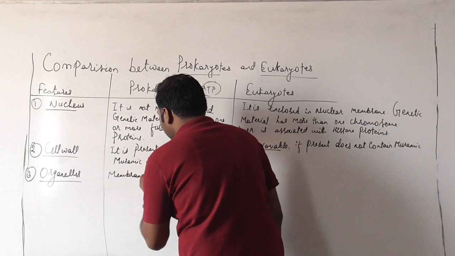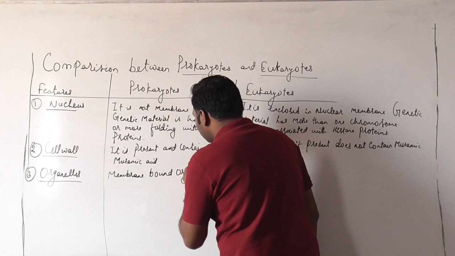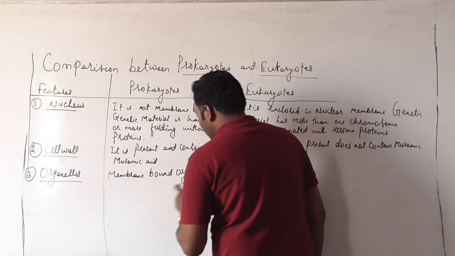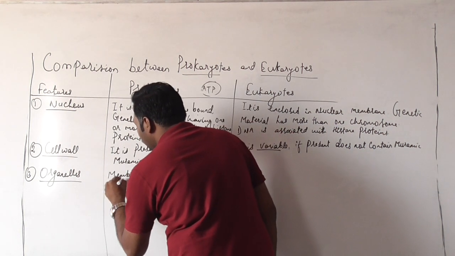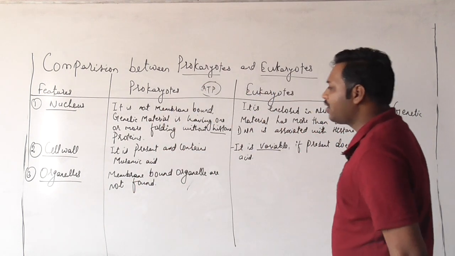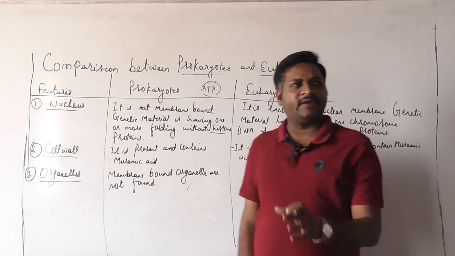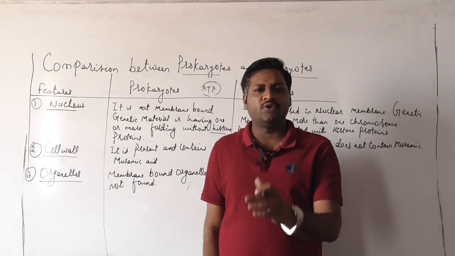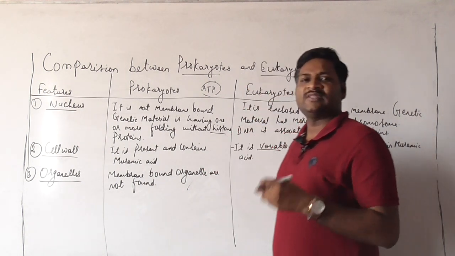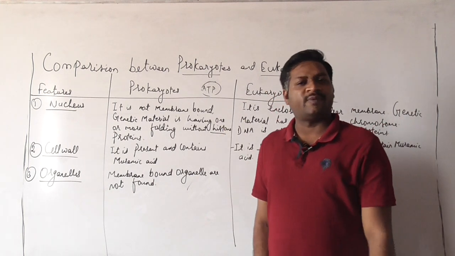Membrane bound organelles are not found. That is the case with the prokaryote. It means they don't have membrane bound organelles. As I told you, a nuclear membrane is not present around the nucleus. Most of the cell organelles are absent in the prokaryotic cell.